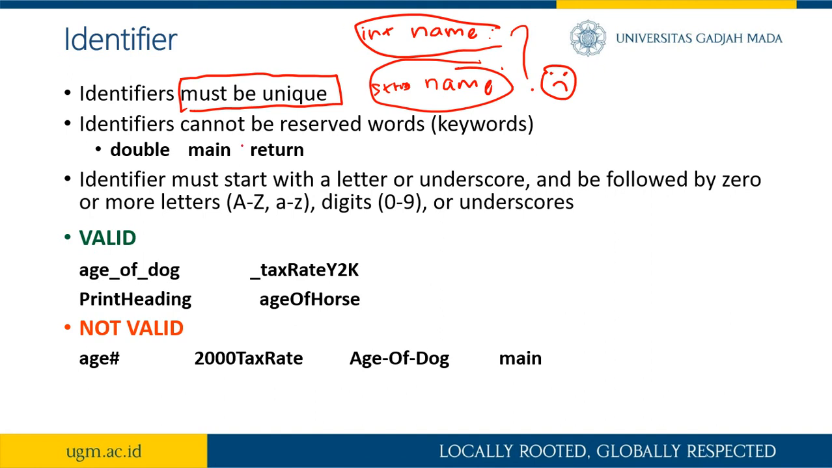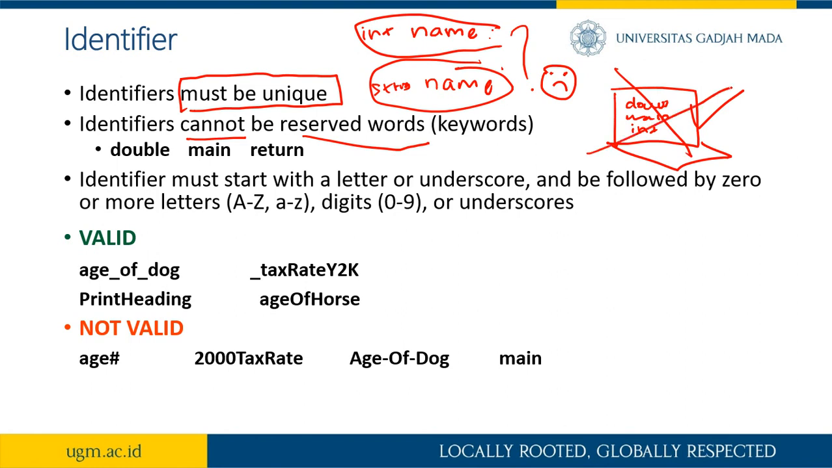Be unique. And then the identifier can't be a reserved word. What is a reserved word? A reserved word is a word that is already in your C++ program, for example, double, main, integer. It is something that is already booked by the computer. So you can't use these words.